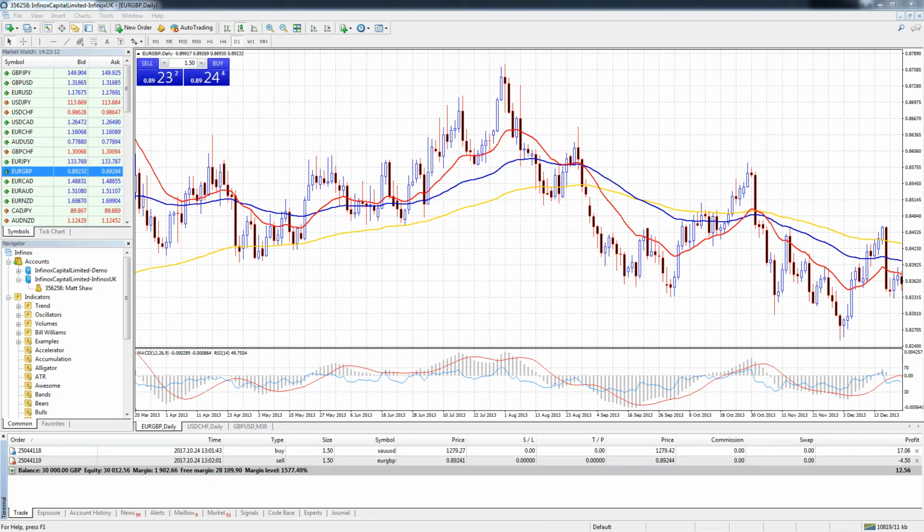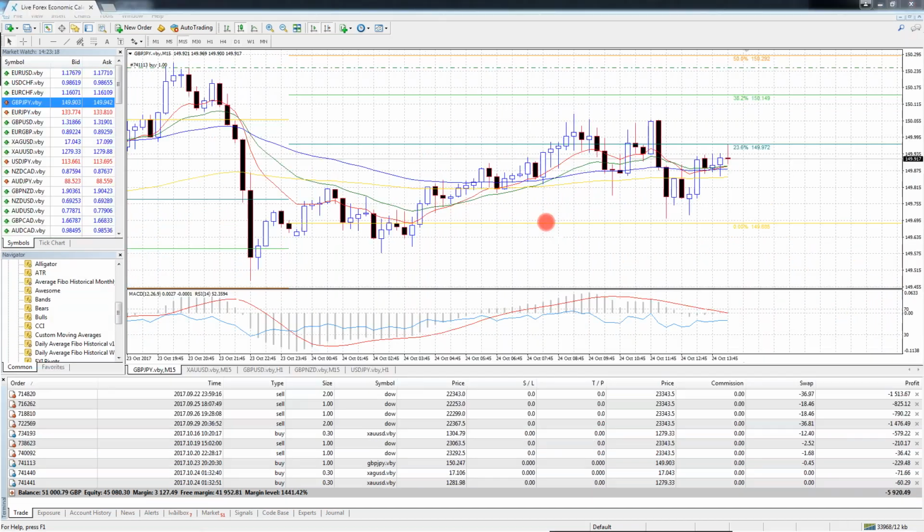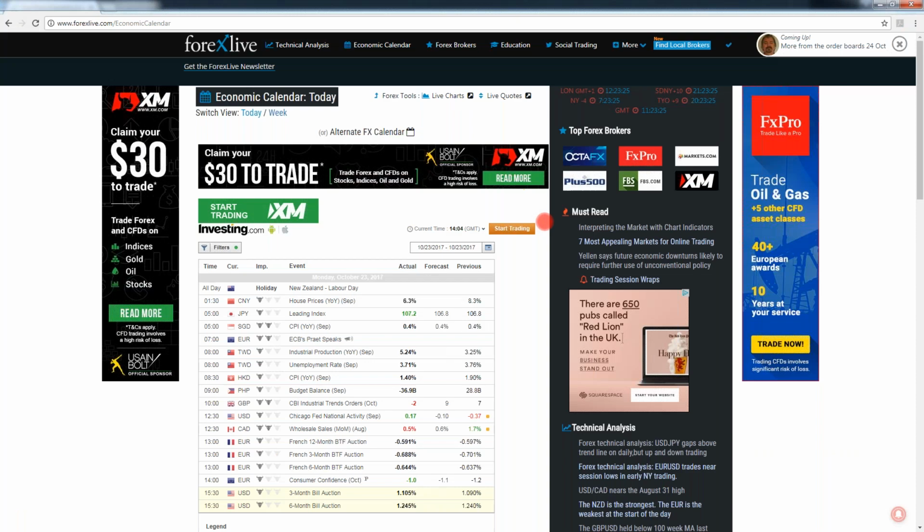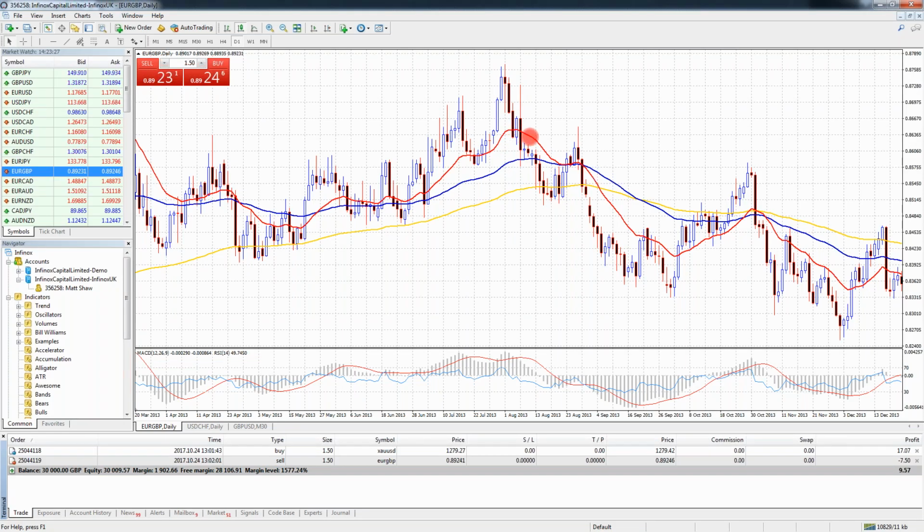Now, quick example here on the Euro Pound. What's known in the industry as a death cross is simply a bearish cross. It's the shorter term moving average on a chart crossing down through the longer term moving averages. Now this could be a medium term moving average or a much longer term moving average.